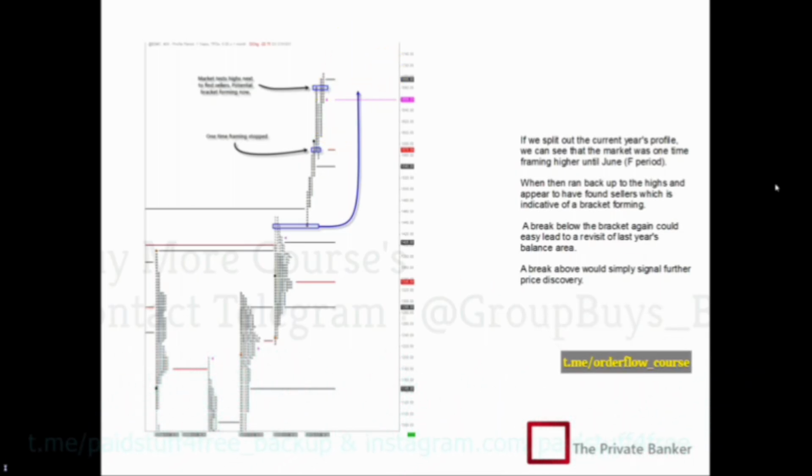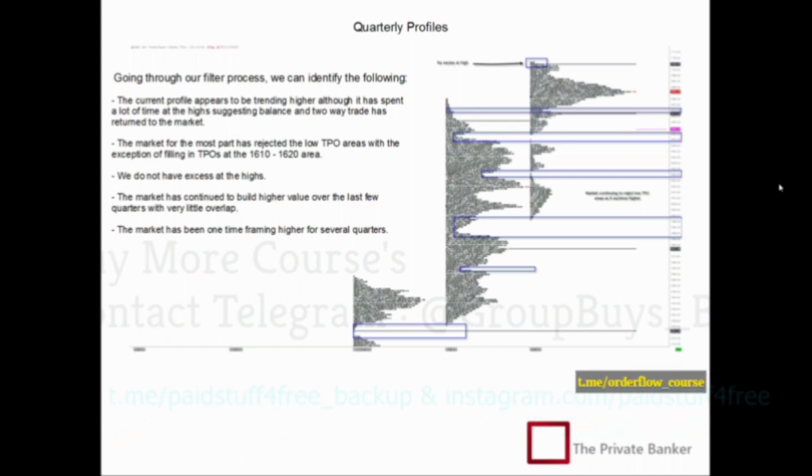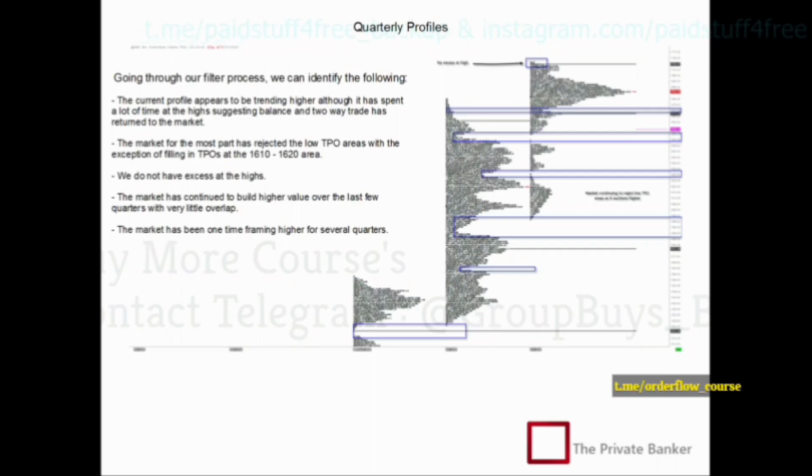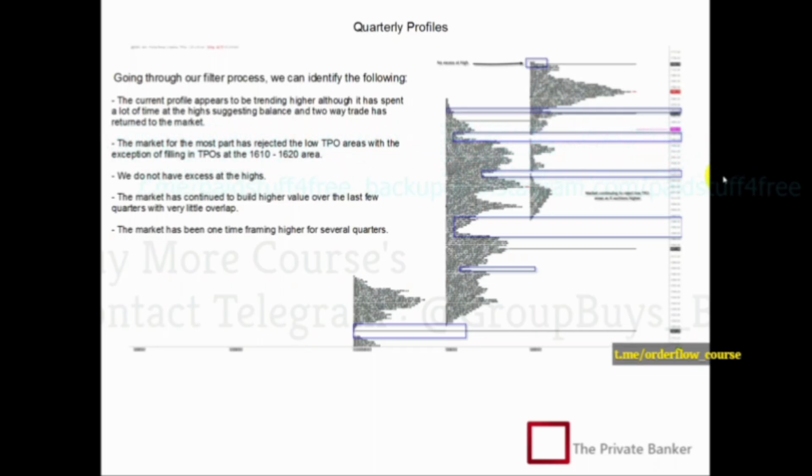So now let's look a little closer at some details here with the quarterly profiles. Again, going through our filter process, we can identify the following. First, the current profile appears to be trending higher, although it's spent a lot of time at the highs, suggesting balance and two-way trade has returned to the market. The market, for the most part, has rejected the low TPO areas, with the exception of filling in TPOs at the 1610 to 1620 area. So that would be this area right here.